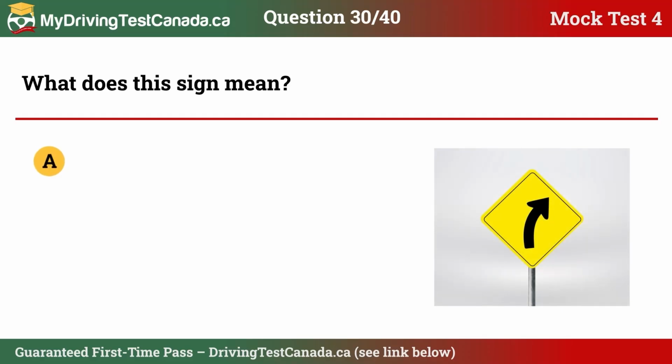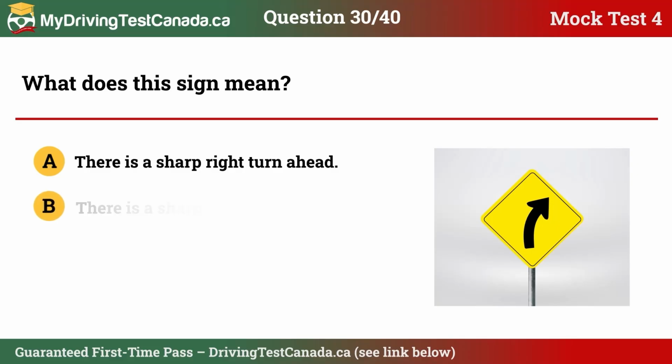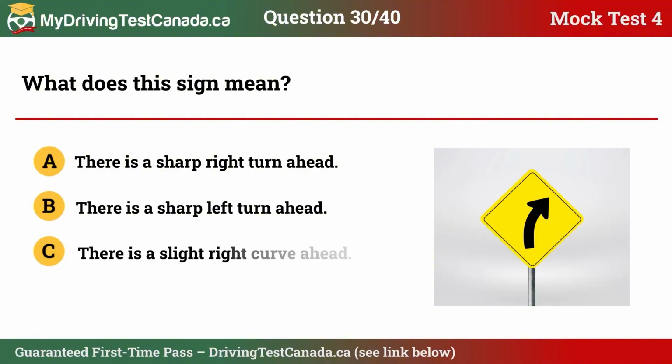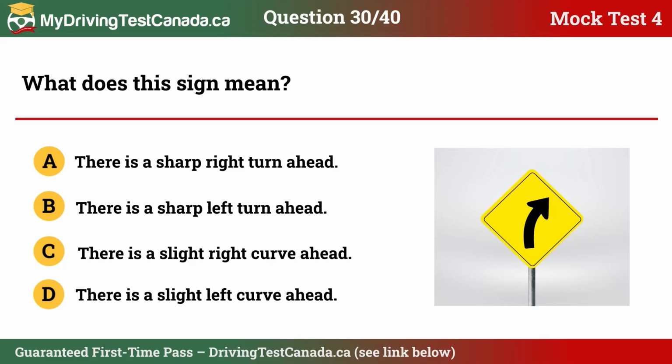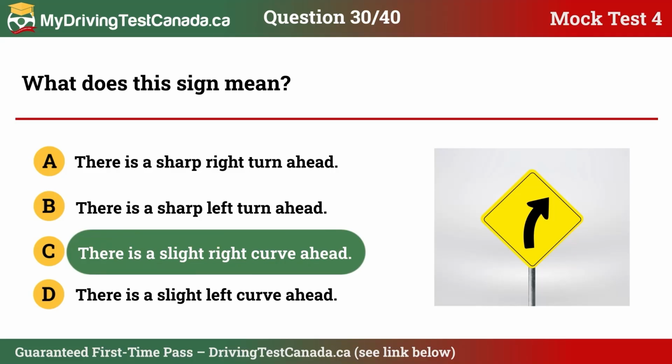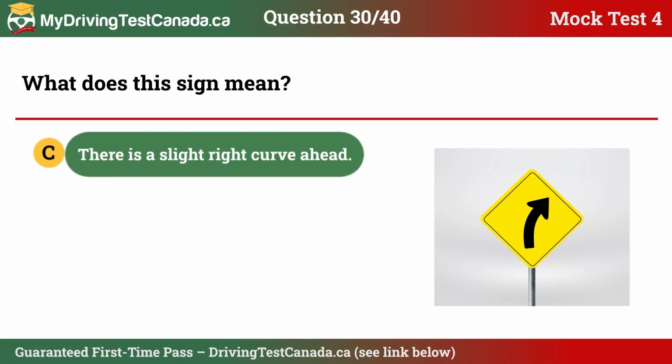A. There is a sharp right turn ahead. B. There is a sharp left turn ahead. C. There is a slight right curve ahead. D. There is a slight left curve ahead. The correct answer is C. There is a slight right curve ahead.